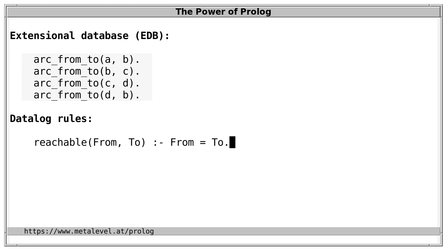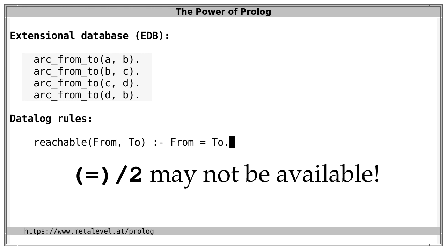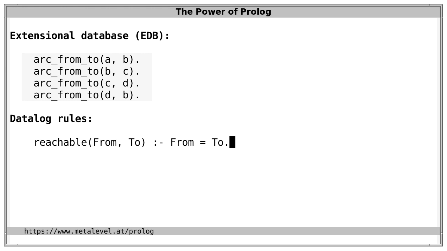Well, one case is obvious, right? If from is equal to to, then to is of course reachable, right? That's because a vertex is trivially reachable from itself. But there's a problem here, because there's strictly speaking no guarantee that the predicate equals, which denotes syntactic equality of terms, is available in every Datalog implementation. Yes, it's a pure predicate, and a Datalog implementation may provide it, but it may also omit it. And one problem we have is that we also can't define equals within Datalog.